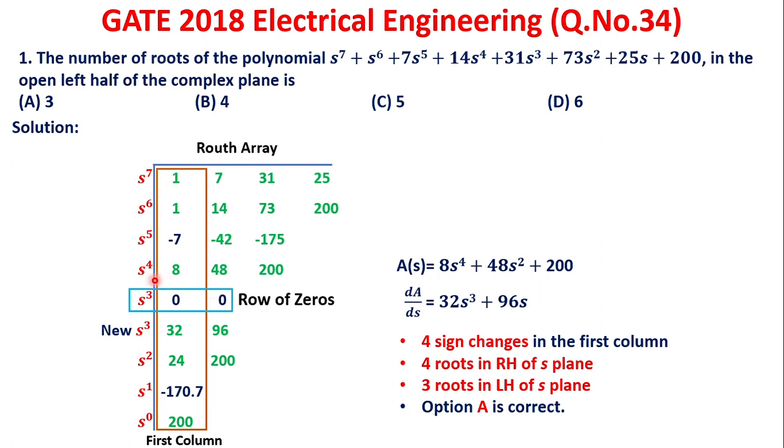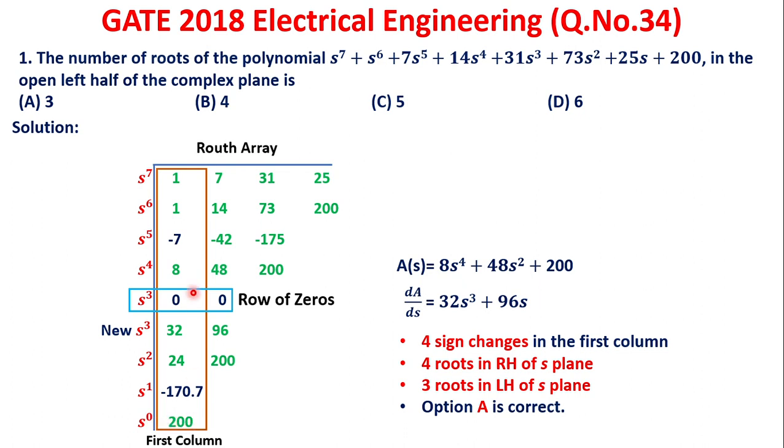So this is the auxiliary polynomial, always the row above the row of zeros. So this is s power 4, so 8s^4 + 48s^2 + 200. If we differentiate this, 32s^3 + 96s, so replace this s cube row with the coefficients of dA/ds polynomial, that is 32, 96. So formulate the rest of the elements of the Routh array till we get the last coefficient as 200.